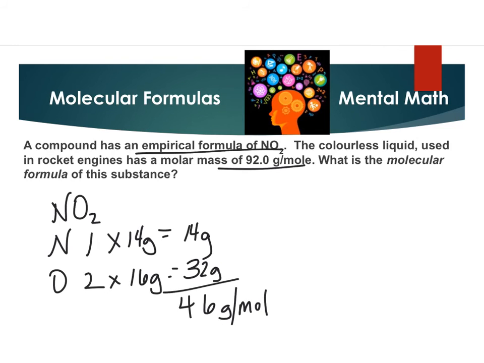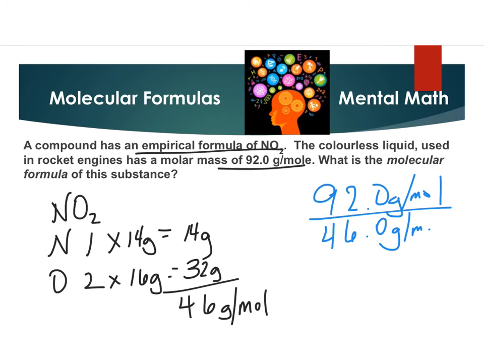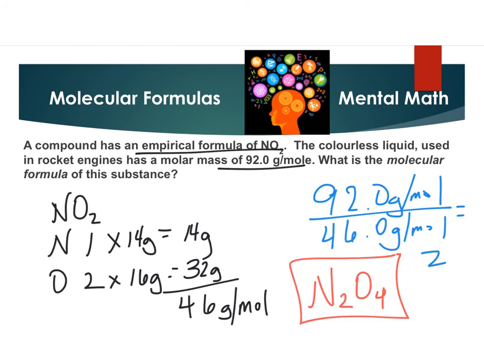Well, we know that the true molecular compound is 92.0 grams per mole. So what we want to do is see how many times bigger that is than the one we just calculated. So 92.0 divided by 46.0 is roughly 2. I think it's exactly 2. So what happens is that we take that 2 and we multiply by our subscripts in the compound. So we get N2O4 is the actual compound for the rocket engines.